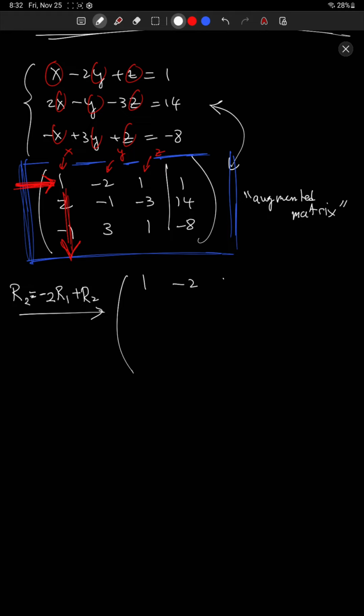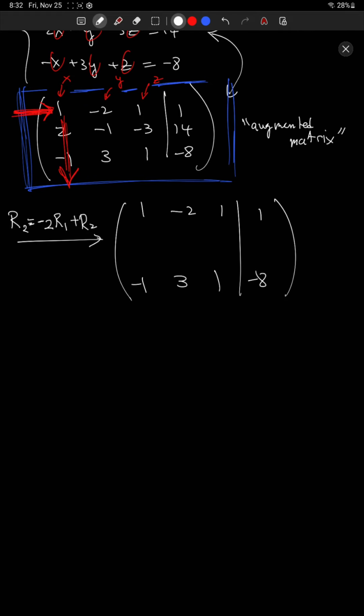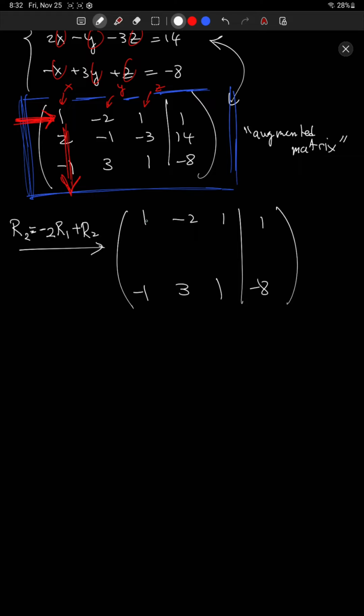Let's actually do that. Row 1 does not change, so I'm just going to copy it down as is. Row 3 doesn't change either, but row 2 changes: minus 2 times row 1 plus row 2. So minus 2 times this guy up here plus row 2 gives me 0 there. Minus 2 times minus 2 plus minus 1 gives me a 3. Minus 2 times minus 1, minus 3 gives me a minus 5. And then minus 2 times 1 plus 14 is going to give me a 12.